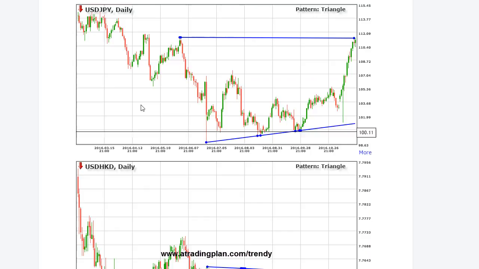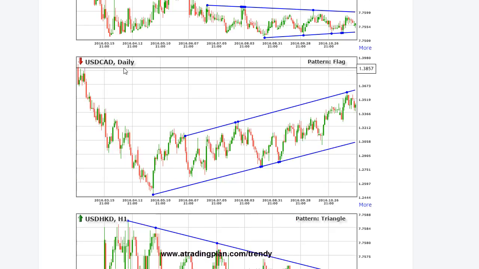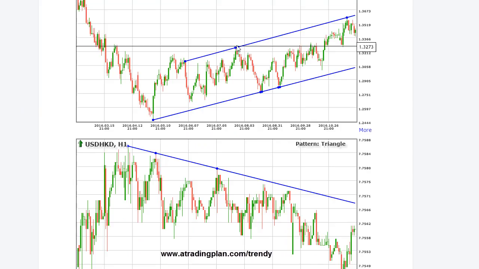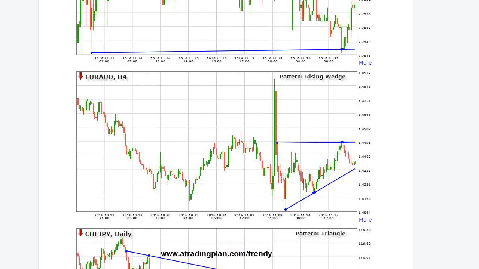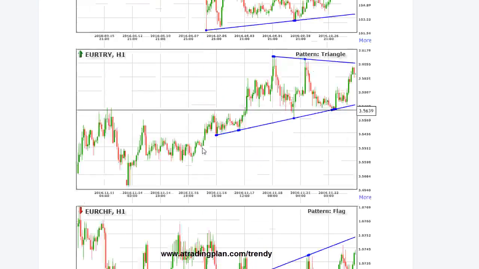These here are just emerging patterns. You've got the US dollar against the Japanese yen, it's a triangle. You've got this US dollar CAD, it's a flag on the daily chart. Breakouts of these patterns are quite nice. And inside of these flags, you're also going to have smaller flags as well. All right, this is a huge flag. It's great for longer term traders. You can see these are all just waiting to break out.